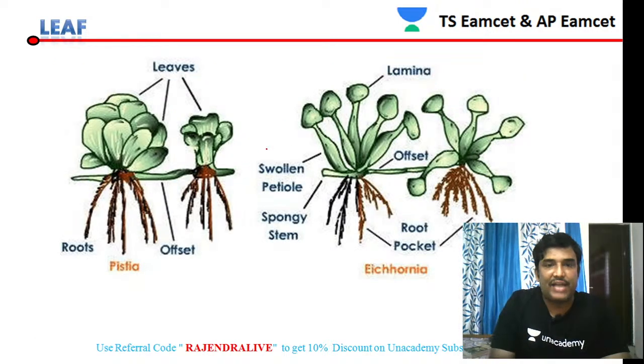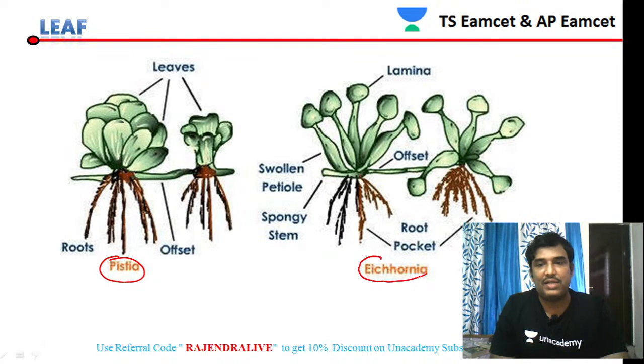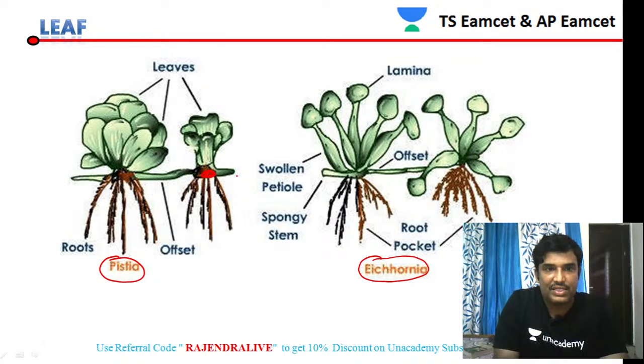You can see this diagram, students. I have given the diagrams here of these hydrophytes which we were discussing just now. This is Pistia and here Eichhornia is present. You can see this is the location. This is a branch. The question is asking about the same thing, the branch. On the branch, here one node is present, here another node is present.